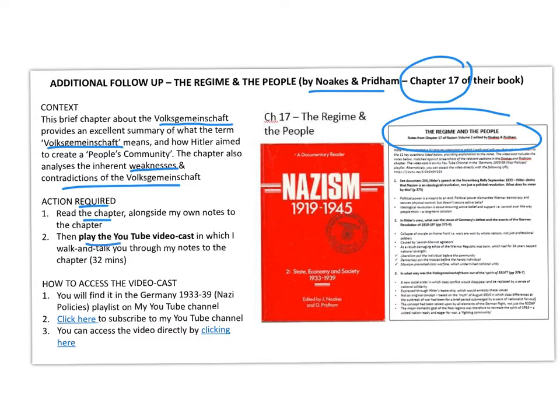And then play the YouTube video cast in which I walk and talk you through my notes to that chapter. That's a supplement for today's lesson. You can access the video cast by clicking on the link in this slideshow, which you can download. Otherwise, you will find it in the Germany 1933 to 39 playlist on my YouTube channel. Okay, ready to start?